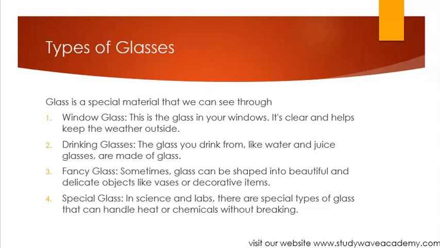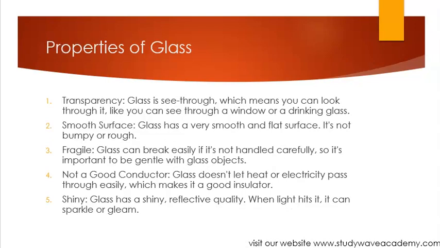So we are going to be looking at properties of glasses. Okay? What are the properties of glass? Transparency. Glass is see-through, which means you can look through it, like you can see through a window or a drinking glass. So one of the properties of glass is transparency. You can see through it, just like a window. You can see through your drinking glass.